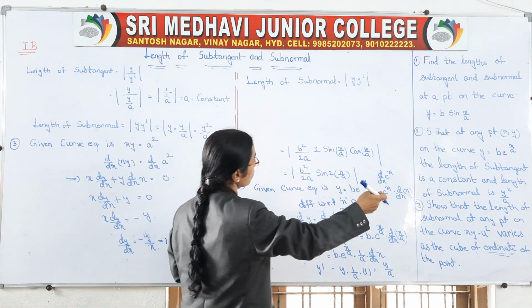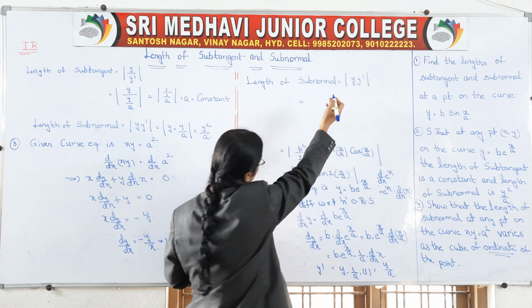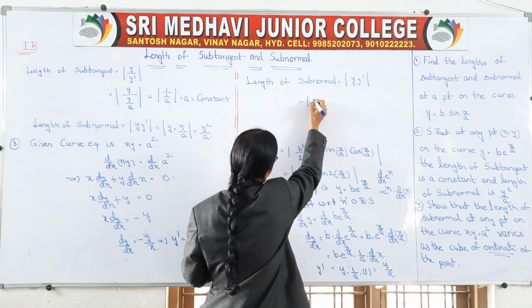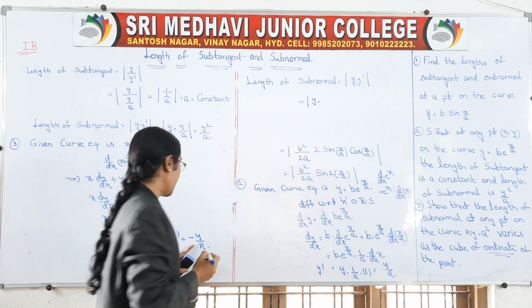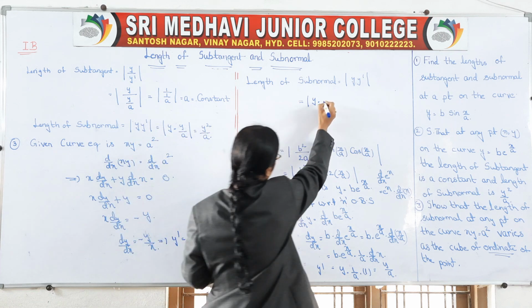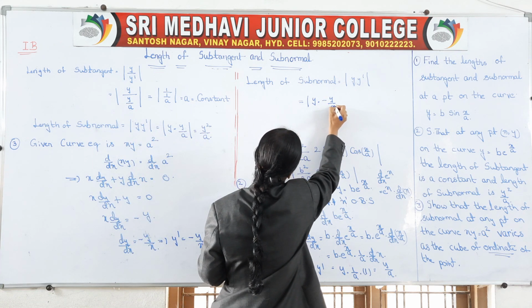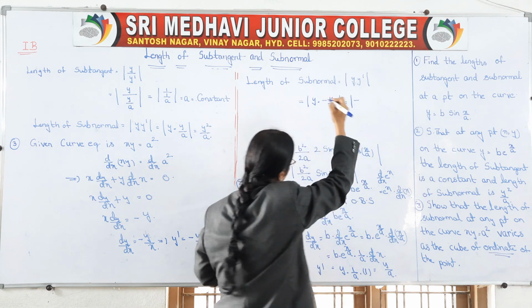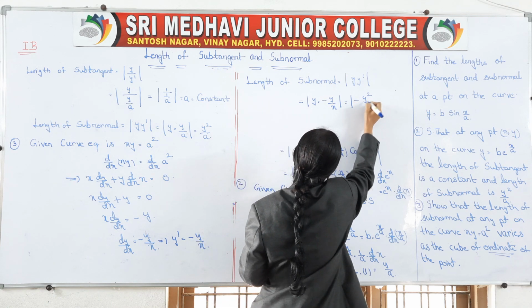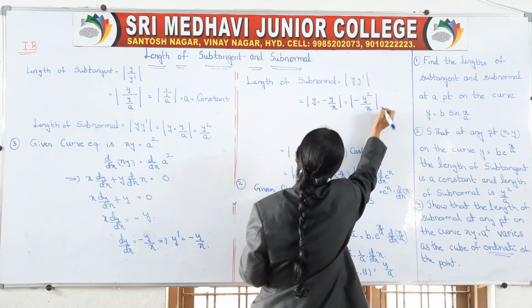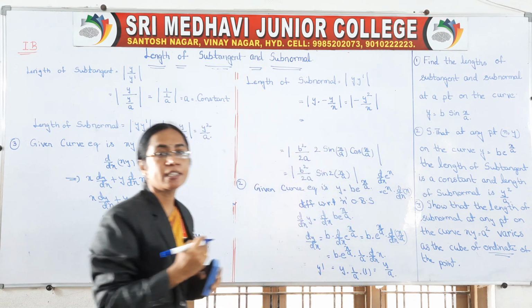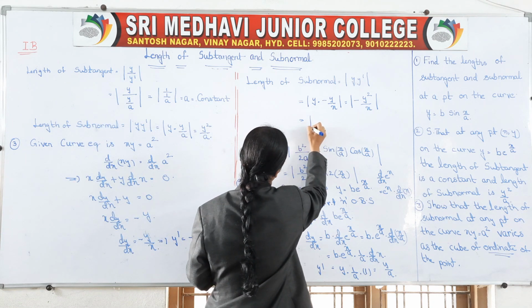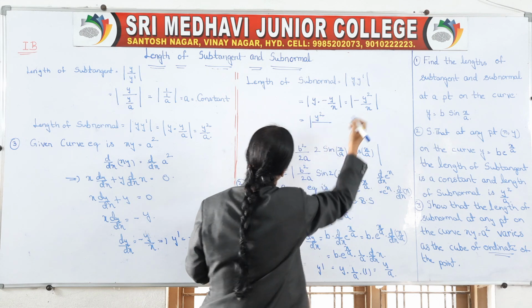So length of the subnormal, what is the formula? Modulus of y into y dash. So come on, it is y into y dash. Which value did we get? Minus y by x. So it is equal to modulus of minus y into y, which is y square by x. Okay, so inside the modulus, the negative value becomes positive. So it is y square by x.